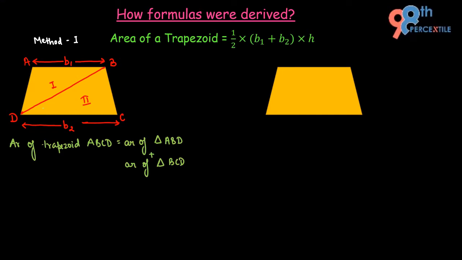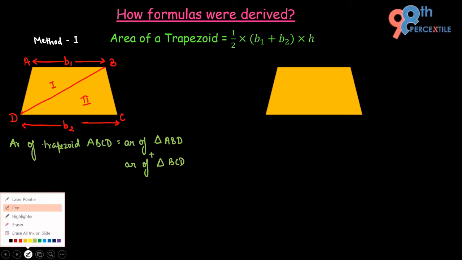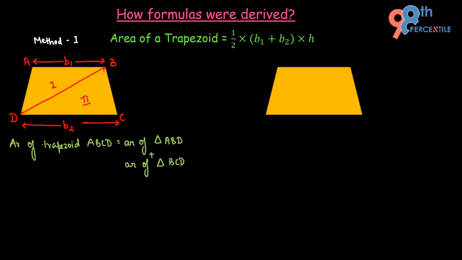First, let's find the area of triangle BCD. For triangle BCD, the base is DC, whose length is nothing but B2, and the perpendicular distance is this. This is nothing but the original height of the trapezoid. This is also the distance between the two parallel sides. So the area of triangle BCD will be half. What is the area of a triangle? Half times base times height. So the base is B2 and the height is H.